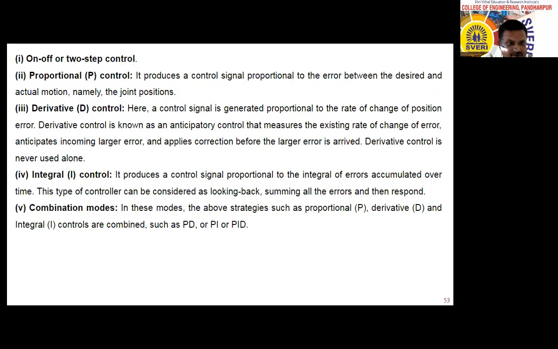Now, different ways of on-off or two-step control. Then proportional control, or P control, produces a control signal proportional to the error between the desired and actual motion, namely the joint positions.